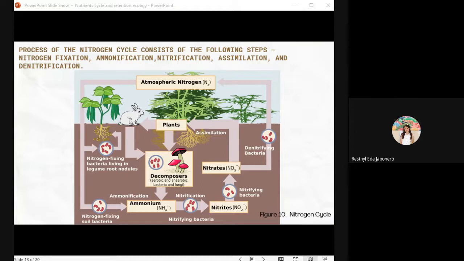Nitrogen may exit the organic matter pool of an ecosystem through denitrification. So denitrification is the process in which the nitrogen compounds make their way into the atmosphere by converting nitrate into gaseous nitrogen. This process of the nitrogen cycle, which is the denitrification, is the final stage and occurs under anaerobic conditions.